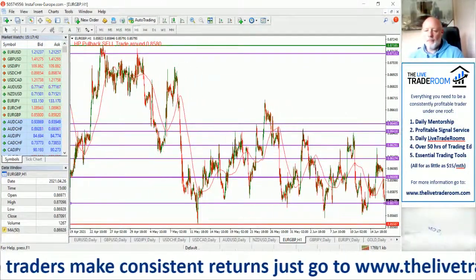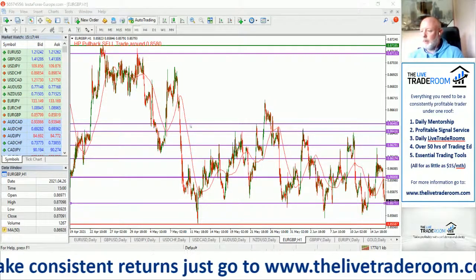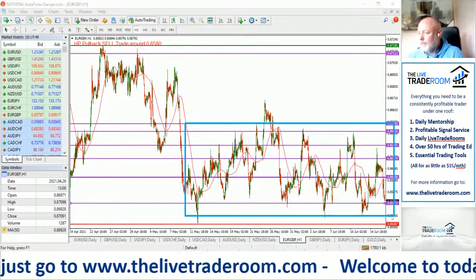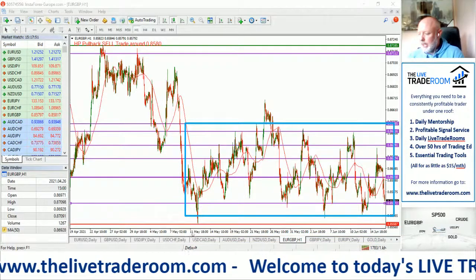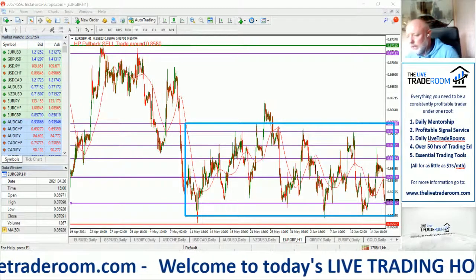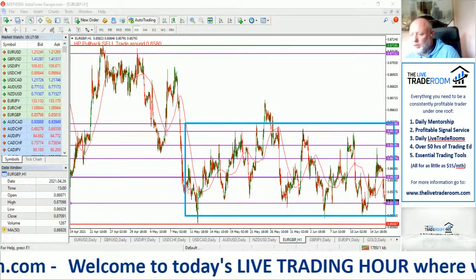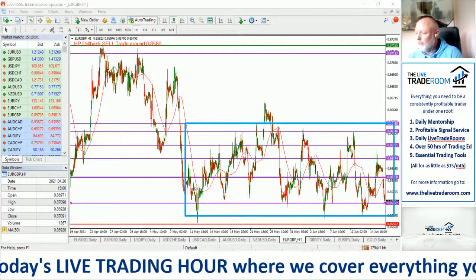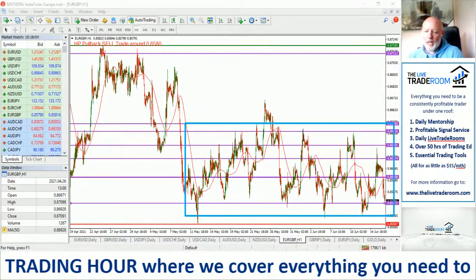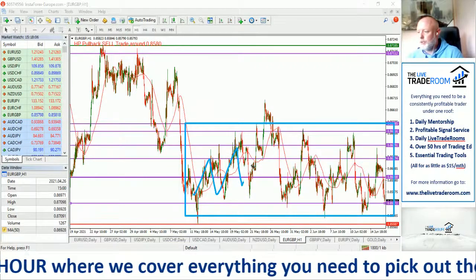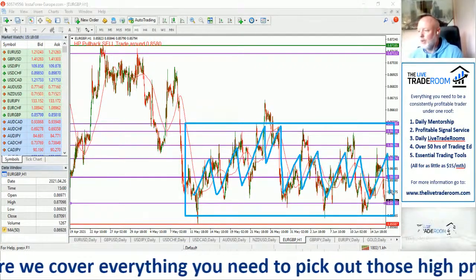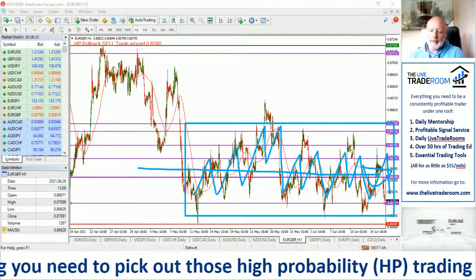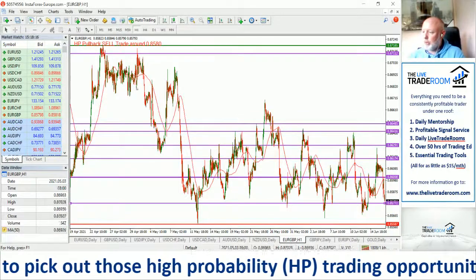The problem is, anyone trading this since, what date is this? The 26th of April. You'll just be caught up in a lot of this really choppy price action. So the reality is we're kind of drifting sideways. This is just another example.